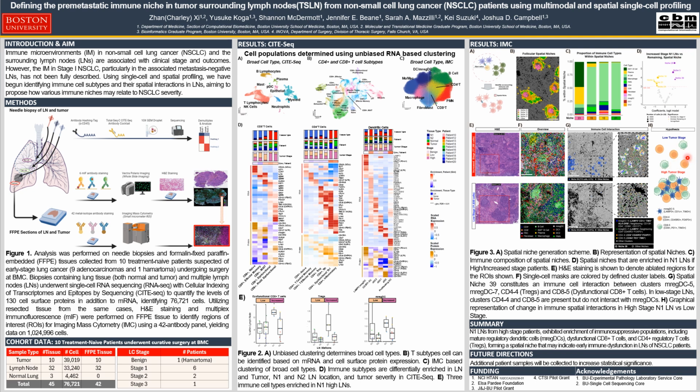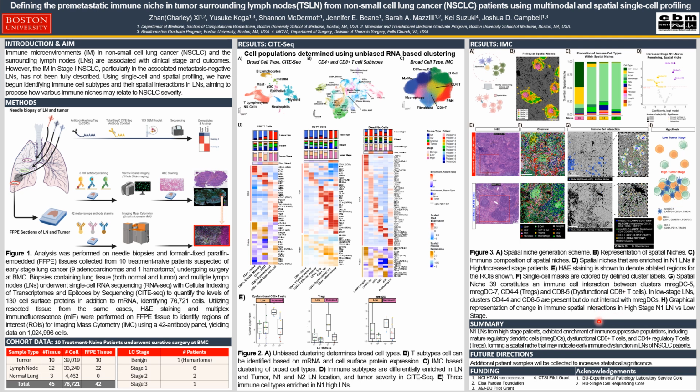So what we propose, the hypothesis, is that with these mreg DCs present, they form this spatial niche that is indicative of these more severe non-small cell lung cancers within the lymph nodes of those patients. And perhaps this could be a spatial biomarker that is suggestive of the patient's progressiveness and severity.